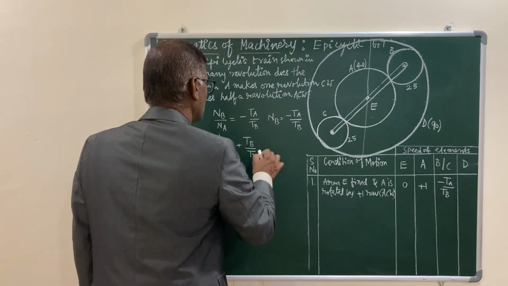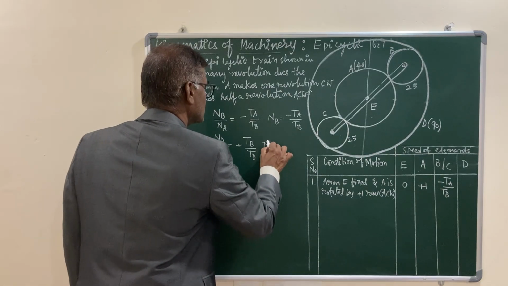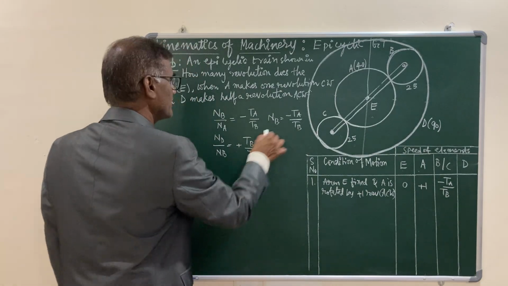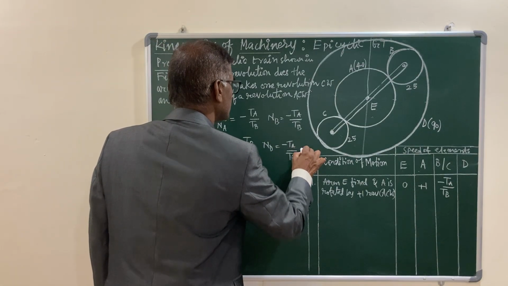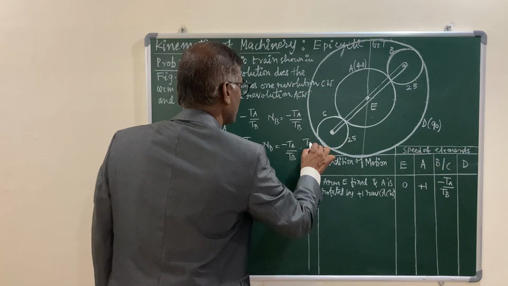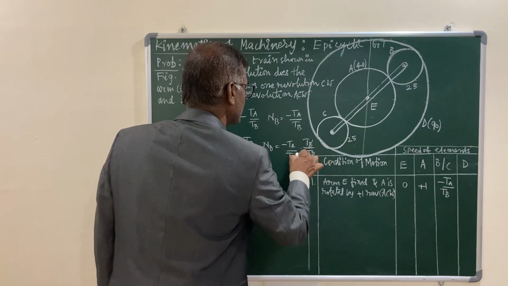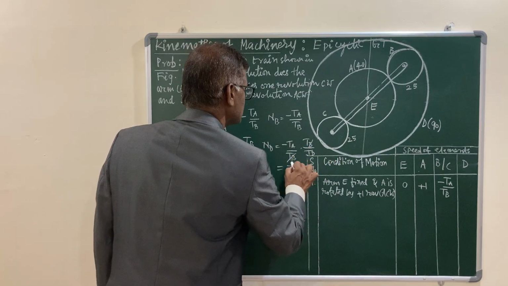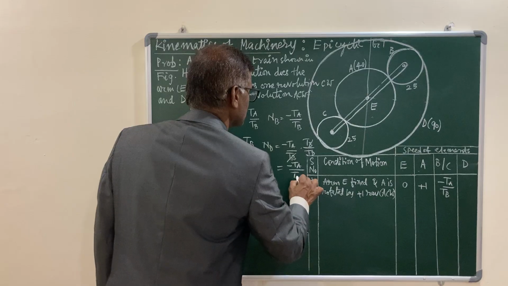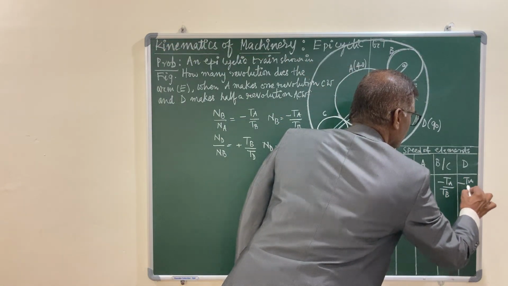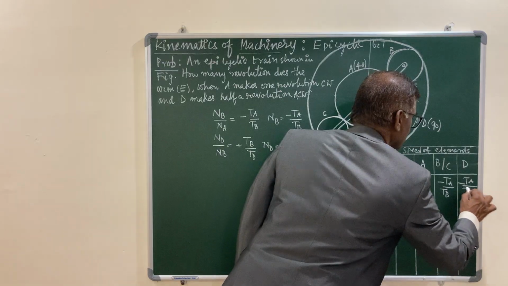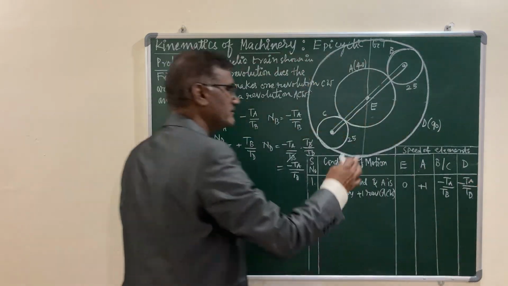And as you know, here we are interested in ND. ND is equal to NB, that is minus TA by TB. That is your NB value, and TB by TD. Your B gets cancelled and you have minus TA by TD. The last column, it is minus TA by TD. So this particular step is a very important step.